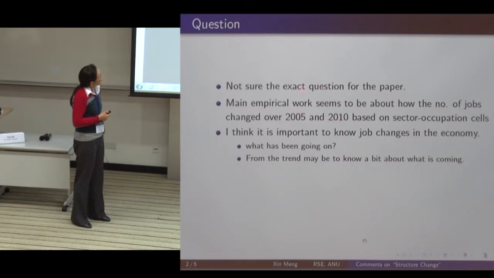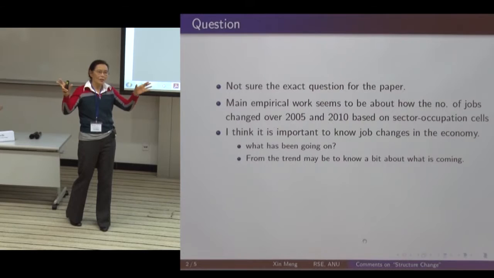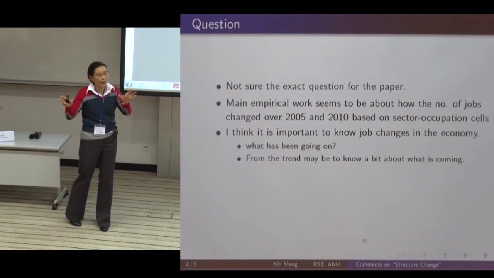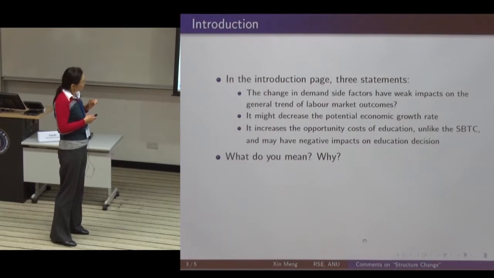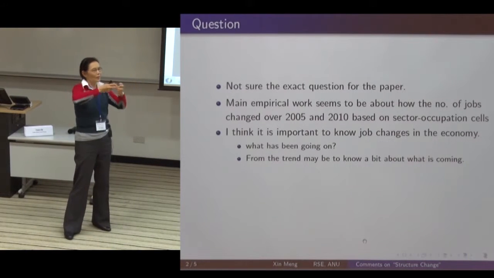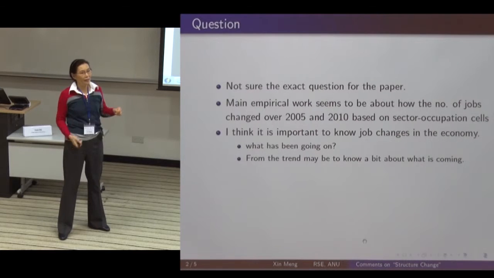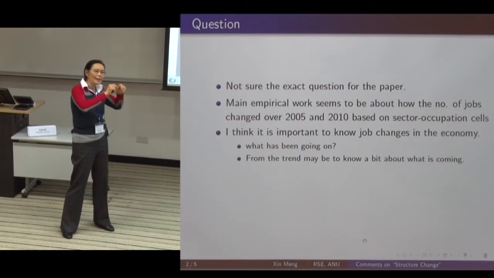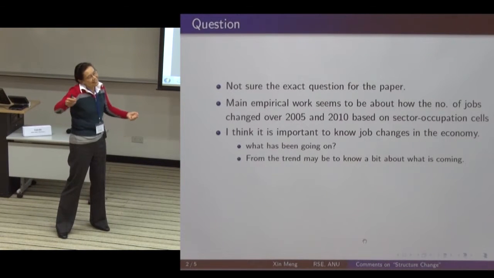I didn't understand exactly what the questions about the paper are. From reading the slides, I thought this was the main thing: you want to look at the jobs over these two census years to see how they changed. And I think it's an important question. First of all, we want to know exactly what has happened, and from that, we might be able to think about the trend in the future. So I thought that exercise is interesting, but you need to explain it much better. I just couldn't understand it.